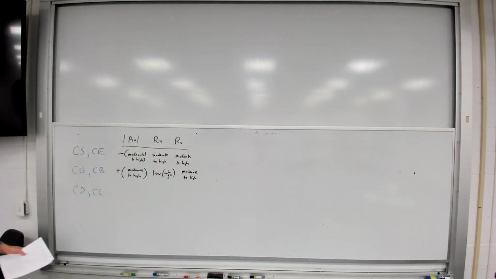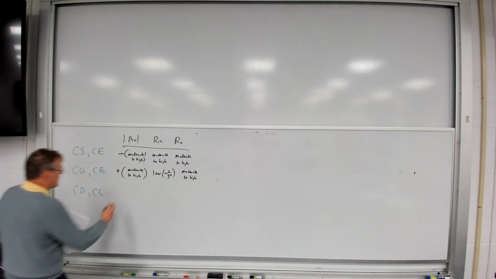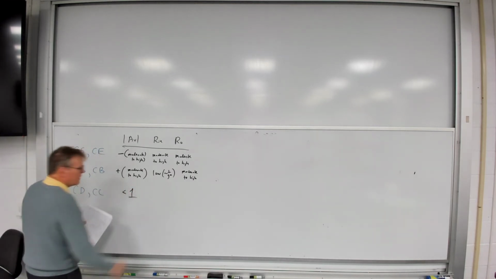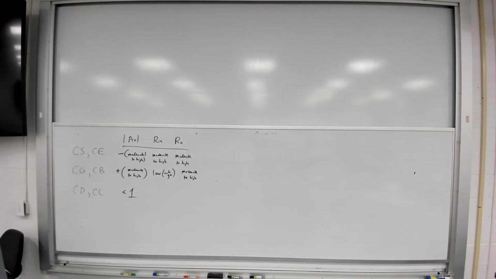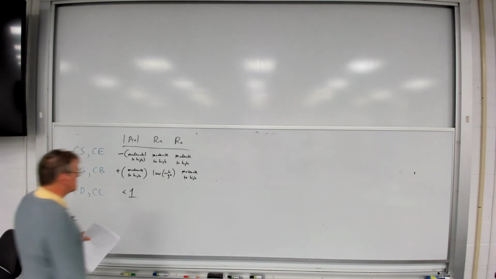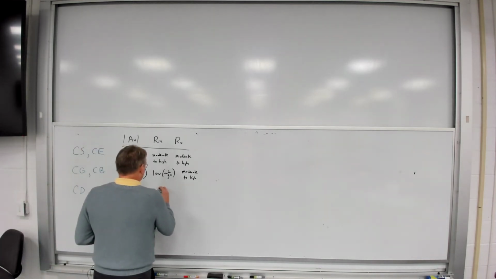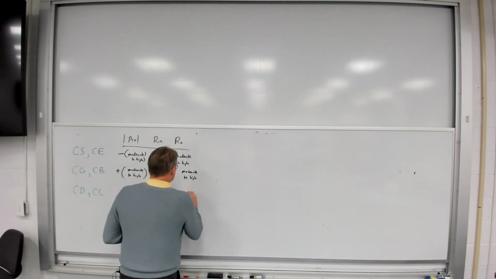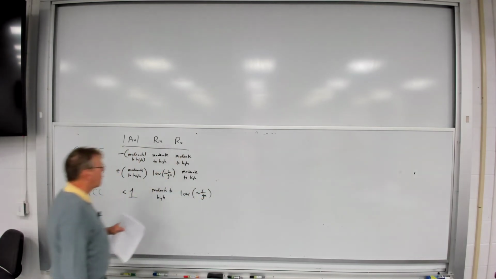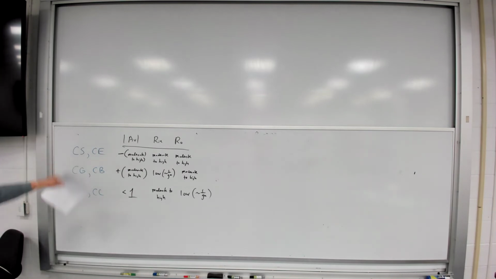Common drain, common collector. In this case, the gain magnitude is less than 1. They're unity gain buffers. Input resistance tends to be moderate to high. But output resistance is low, again on the order of 1 over gm. So this compares these three types of topologies together and shows you the properties.